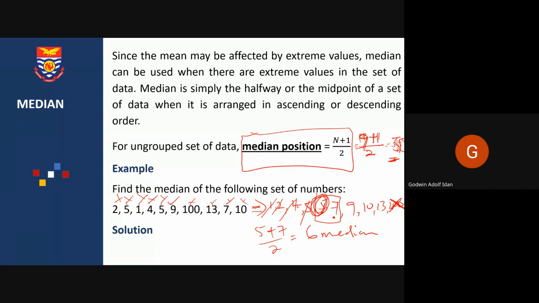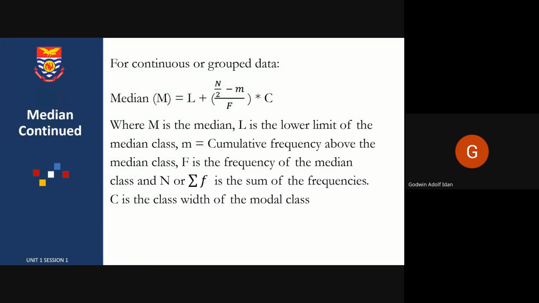Now let's look at the grouped data. When you have grouped data, the median is computed using this formula. Our median is equal to L plus, N over 2 minus M, everything divided by F, multiplying the C. The whole of this is supposed to be done first, then you add it to the L. But you should know what each of the variables is representing.